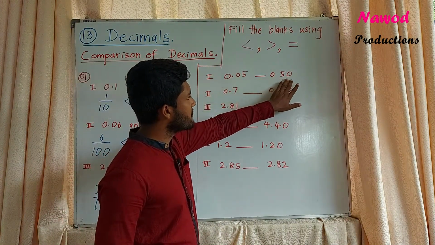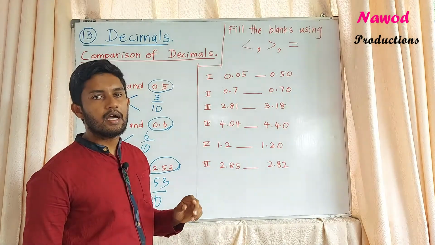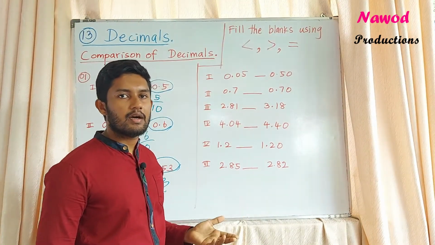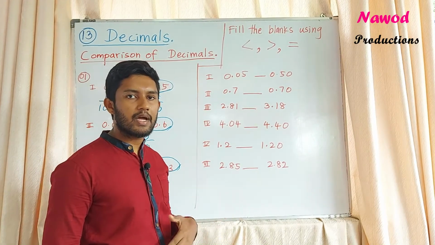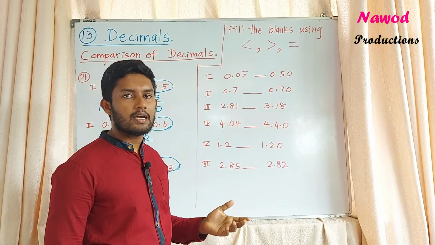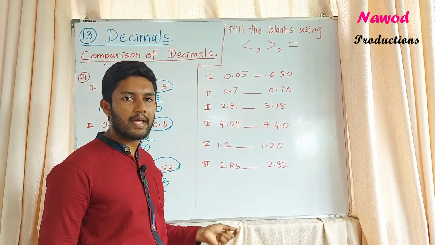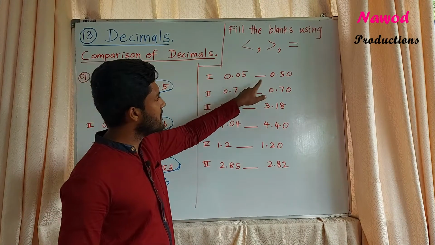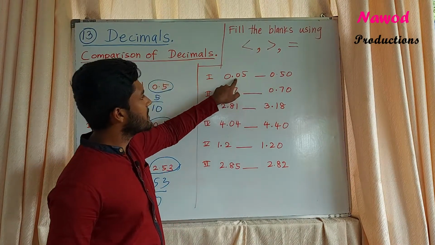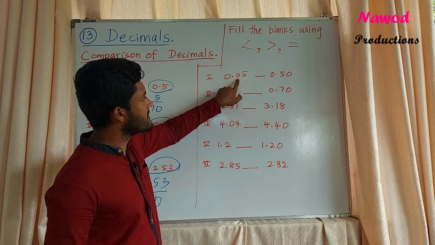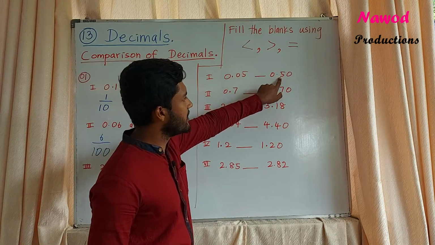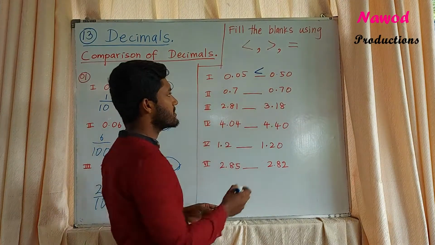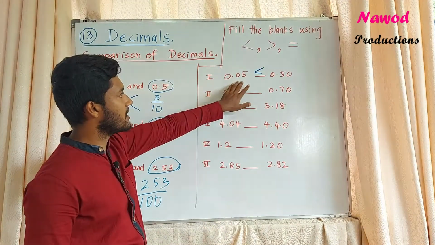0.05, 0.50. Here, without converting into a fraction, we can compare the decimals by considering each and every place. Here this is in the ones place 0, here also ones place 0. Then tens place 0, tens place 5. Then we can say that 0.50 is bigger than 0.05.